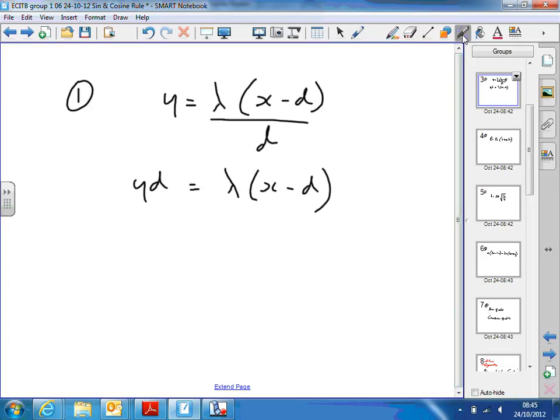If I multiply this side by D and this side by D, then those D's cancel, which leaves us this. Okay? So as long as I do the same thing to both sides, I'm not doing anything I shouldn't do, and I end up with that. And that's got rid of the fraction, so good. Next.